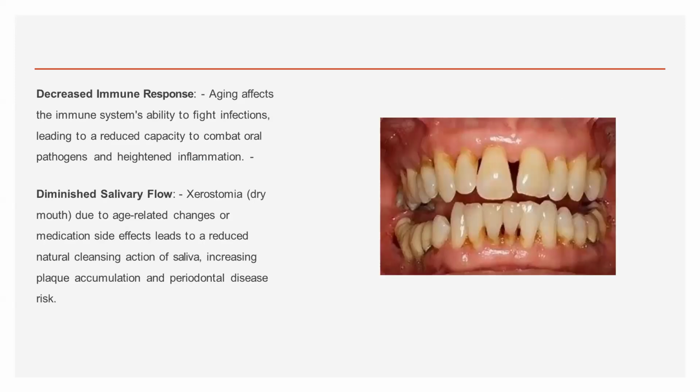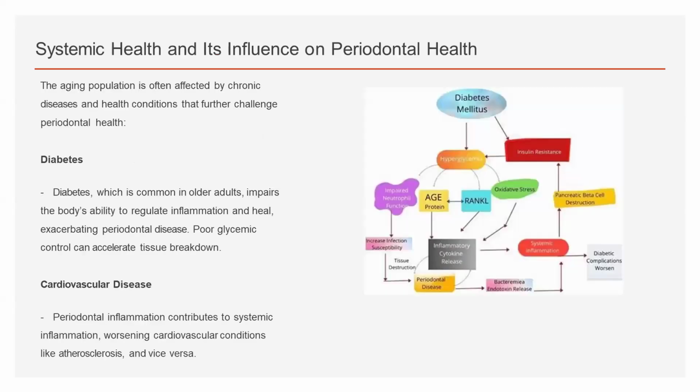Decreased immune response. Aging affects the immune system's ability to fight infection. This leads to reduced capacity to combat oral pathogens and increased chances of inflammation. Diminished salivary flow, or xerostomia, or dry mouth, is a condition which can be age-related or also due to side effects of various medications. This leads to reduced natural cleansing action of saliva and increased plaque accumulation, leading to increased periodontal disease risk.